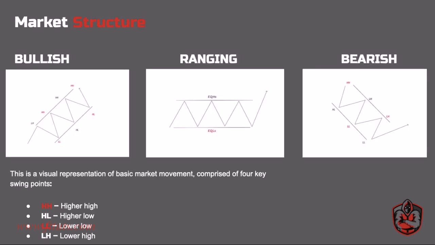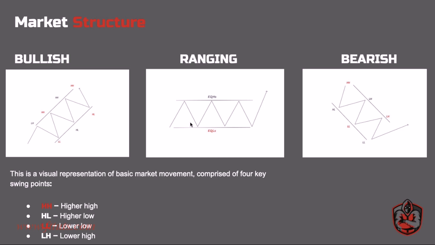Now, these three basic market movements are comprised of four swing points. Now, before I get onto that, let's identify these three basic market movements. One, we have a bullish sentiment, which is referred to as an uptrend. It's when price is printing a series of higher highs and higher lows.